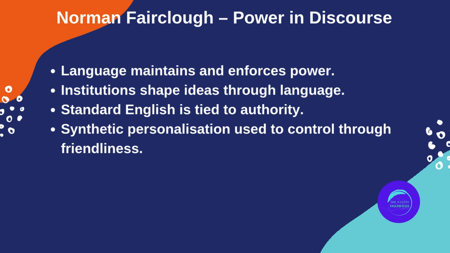Norman Fairclough's theory of language and power helps explain how control is maintained through communication. He argues that institutions like governments, media, and education use language to shape public opinion and reinforce existing power structures. When schools insist on correct English, they are often promoting the dialect of the powerful, not a neutral standard. Fairclough introduces the idea of synthetic personalisation, where public language imitates friendly conversation to build rapport while still maintaining control. Understanding Fairclough helps you critique the ideological function of English in global discourse.